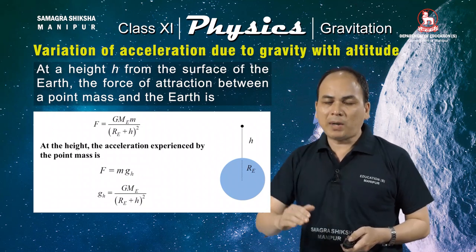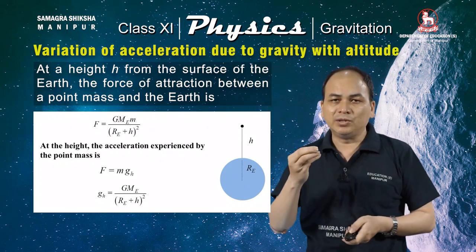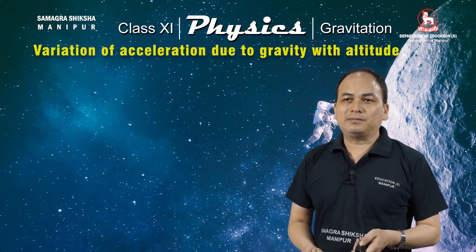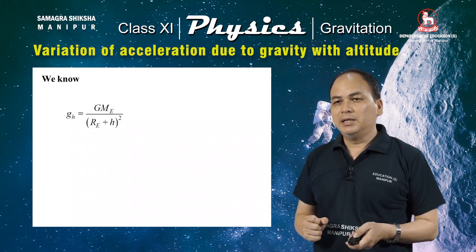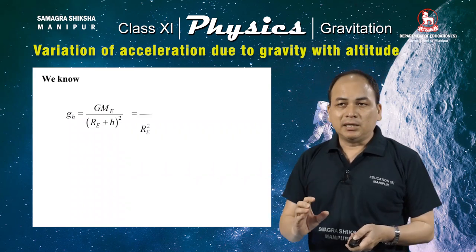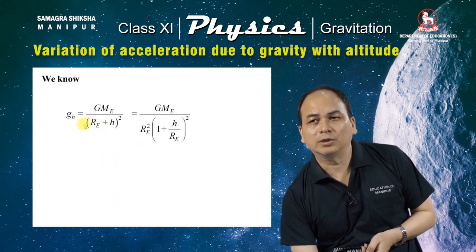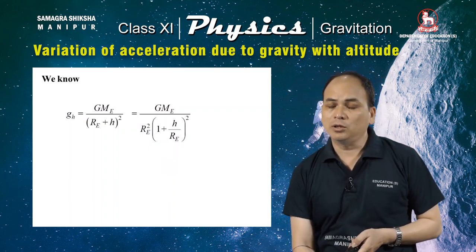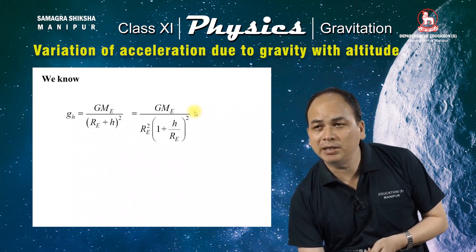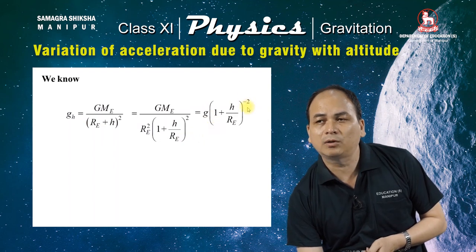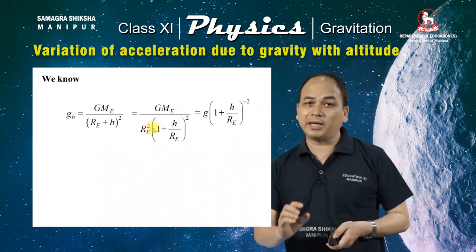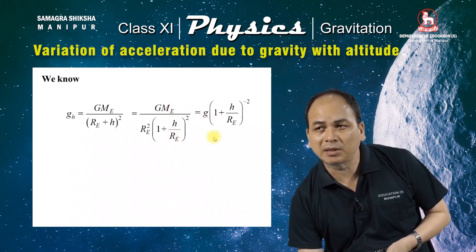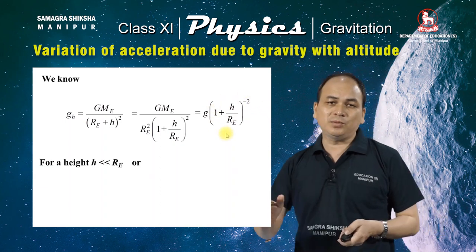As height increases, the value of g decreases. Now, at a certain height, we know that G M_E divided by (R_E plus h) square. If you take R_E square outside, then the equation becomes G M_E divided by R_E square times 1 plus h by R_E, whole square in the denominator. At the same time, G M_E divided by R_E square is the value of g on the surface of the earth, the standard g. Now its value can be expanded using the binomial theorem.